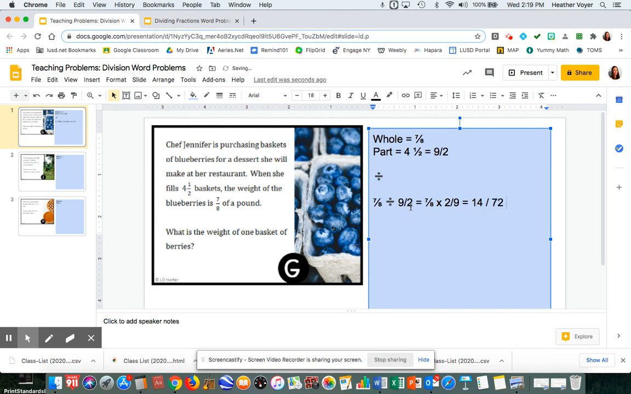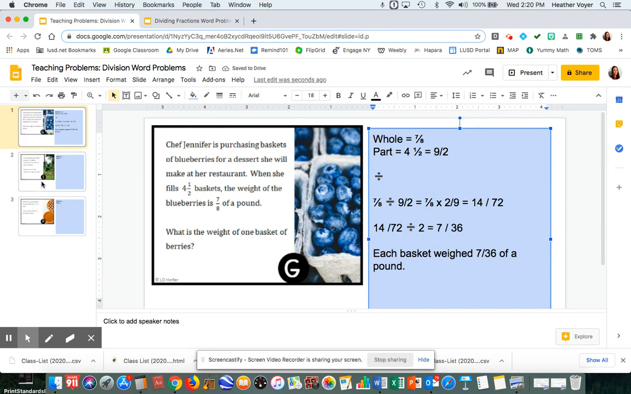So I get 14/72. I do know that 14/72 can be simplified by dividing by 2, because I know that those are both even. So I could go ahead and divide by 2 here. 14 divided by 2 is 7, and 72 divided by 2 is 36. So I could also say that each basket weighed 7/36 of a pound.